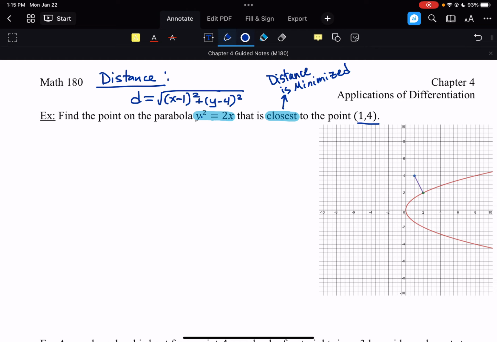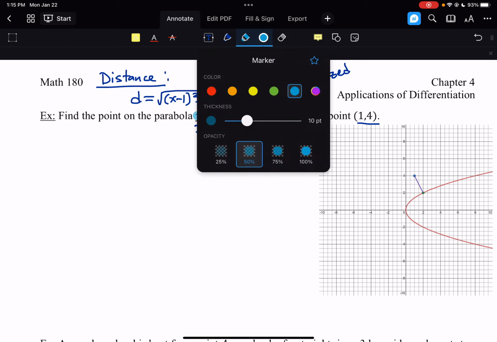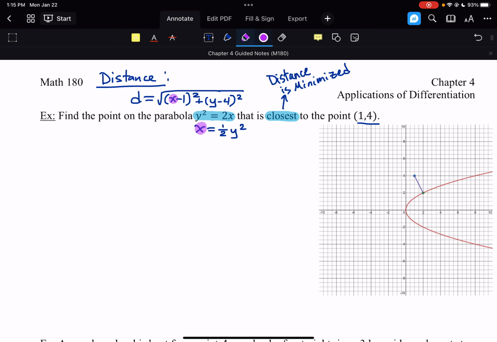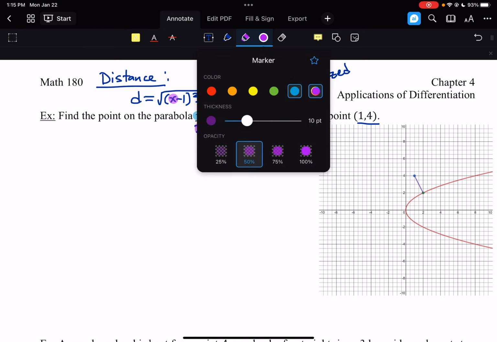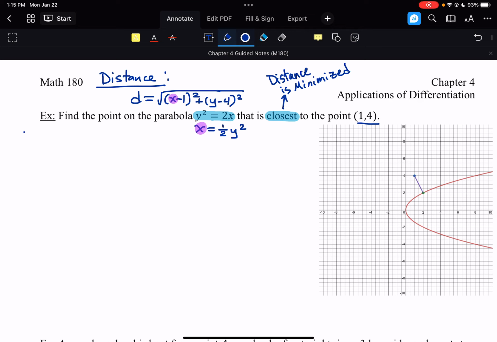I don't really want another square root in here, so I'm going to go ahead and solve for the x. So this would give us x equals 1/2 y squared. And then we're going to go ahead and put that in there. So distance, that's (1/2 y squared minus 1) squared plus (y minus 4) squared.